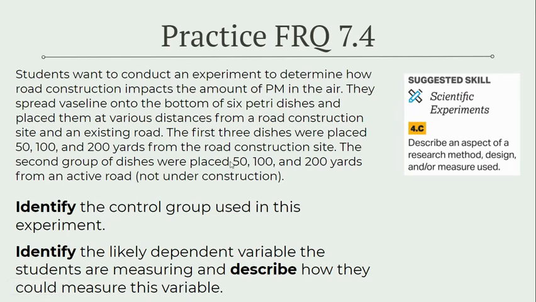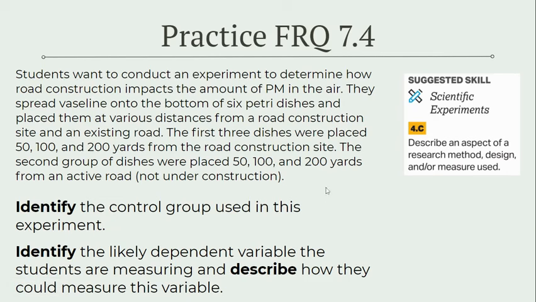Well, that would be the petri dishes, the second group at 50, 100, 200 yards from an active road which is not under construction, because we are investigating how road construction impacts particulate matter in the air. And so we need to see what it's like when there is no road construction. So that is our control.